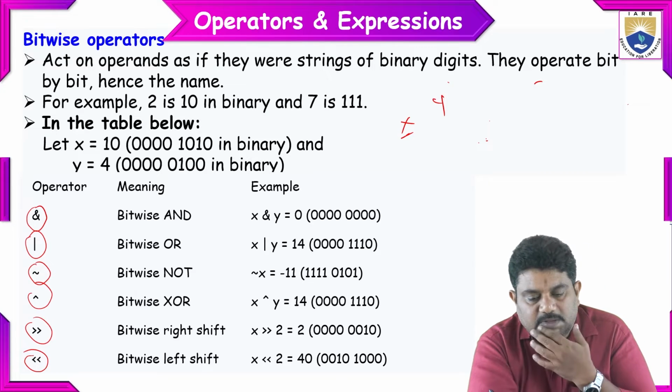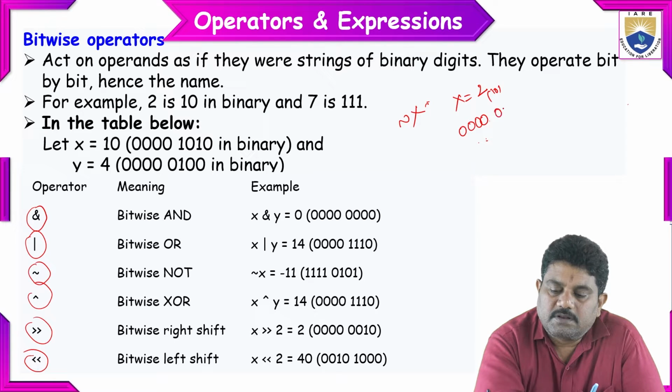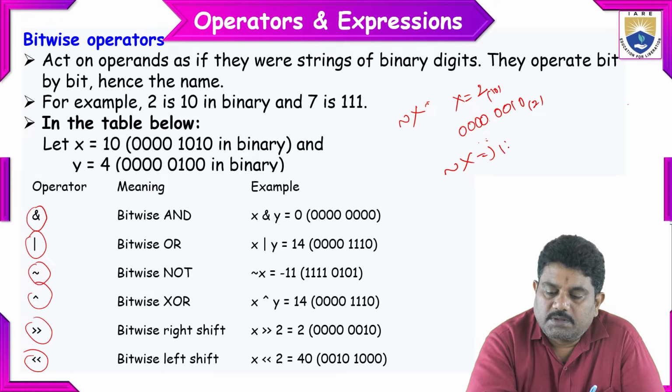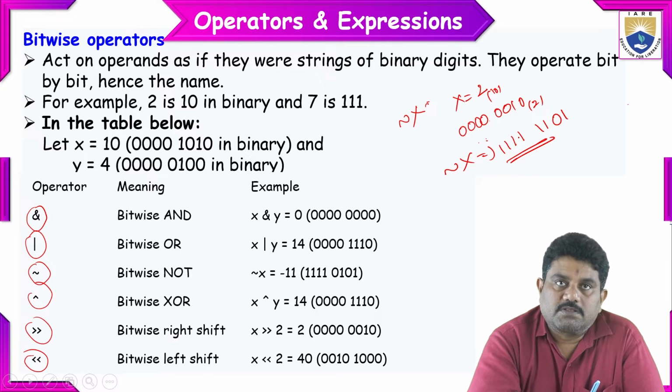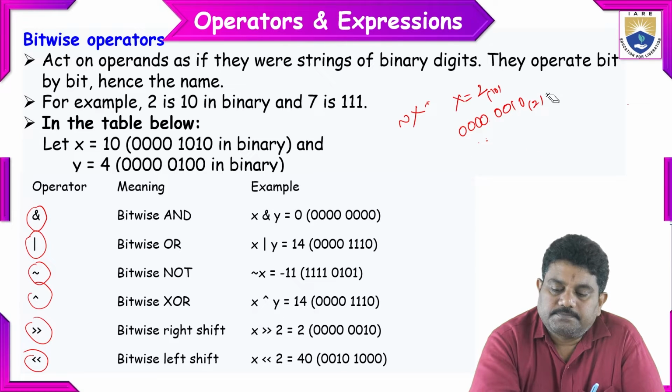The not symbol is applied to only a single operand. It is not applied to two operands. So here, not X. We take the X value in decimal, and if you convert it to binary, it is like this. Not X means zeros become ones and ones become zeros. This is the complement value. That is the bitwise not.